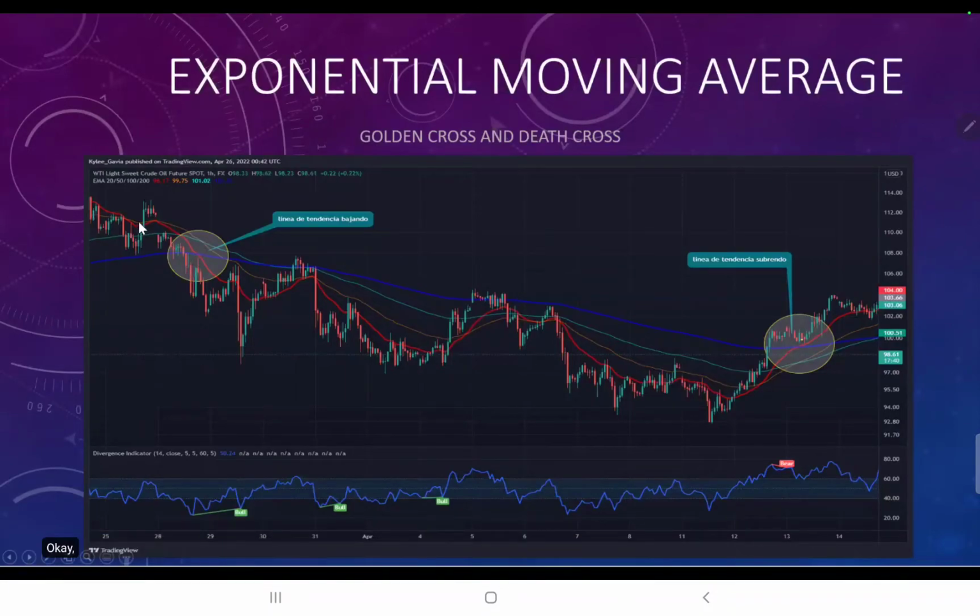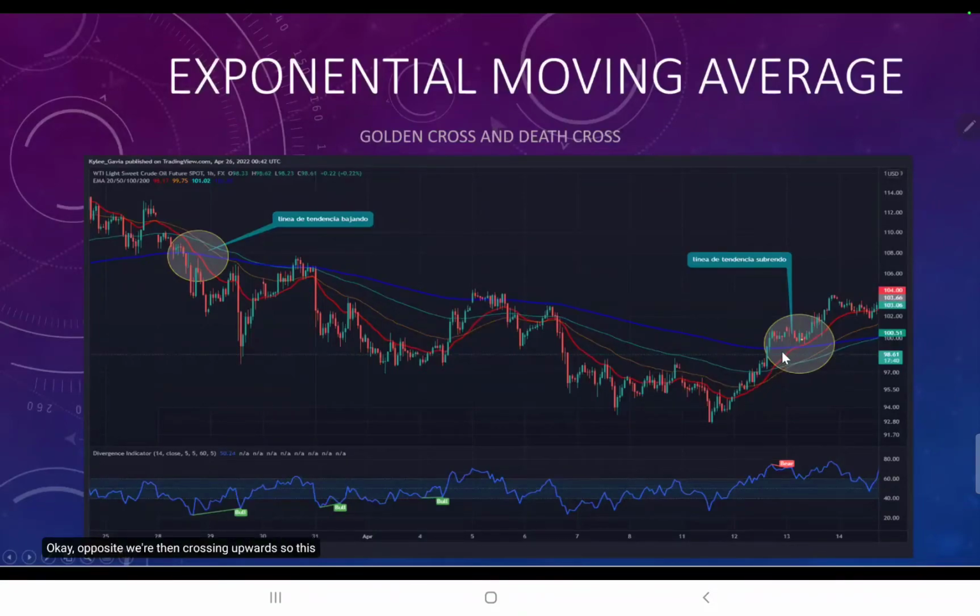Okay, so when the 20, this faster moving average, the red one, and this blue one, the 200, cross like that, see how they crossed? That is an indication that it will start a trending market. So if it crosses downwards, that's showing me that it is going to start going in a downtrend. Opposite for them crossing upwards.